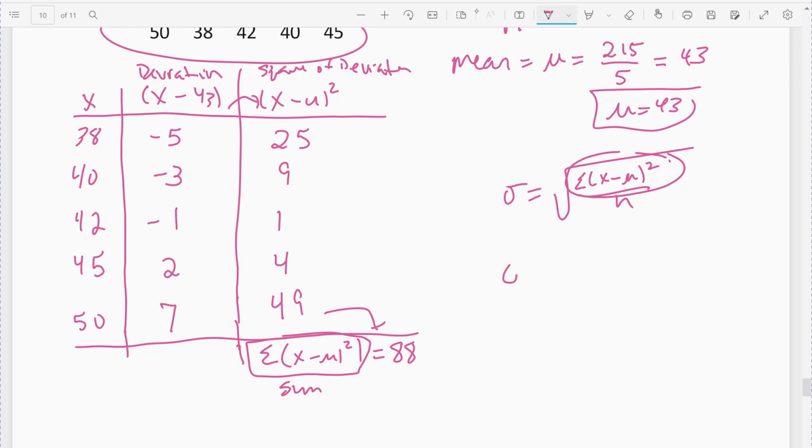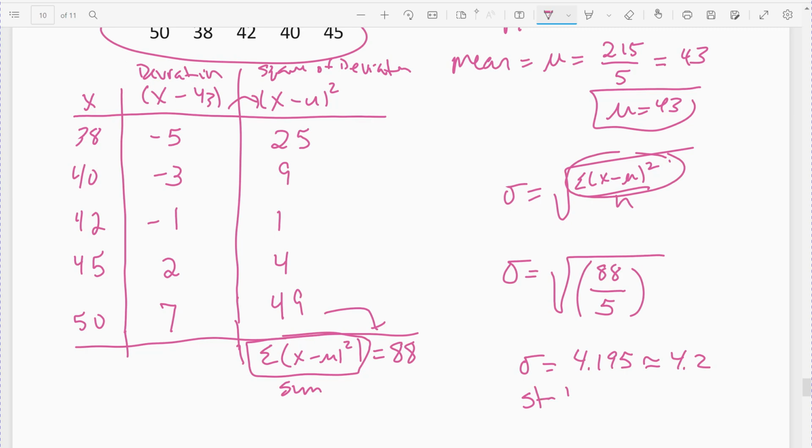So when I go up here, I'm going to rewrite this. I know the top part now is 88, I know n is 5, and again, I just leave it because we don't want to round until the end, so I'm just going to leave it as the square root of 88 divided by 5. Make sure the whole fraction is under the square root. And then type it out on the calculator. That comes out to be 4.195, around 4.2 would be my standard deviation. Alright, so there's the standard deviation.